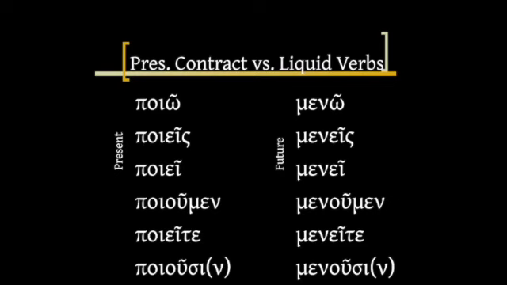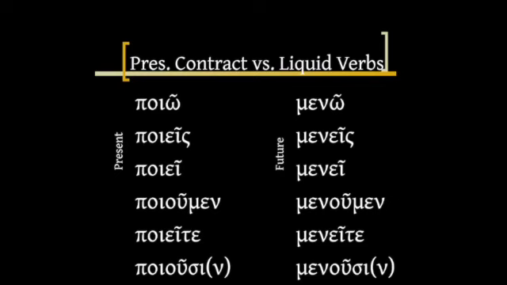And this is where you just need to recognize that with contract verbs, the contract is there because we have the vowel at the end of the stem. It's contracting with the connecting vowel. So we're going to get the contraction in the present tense. And with liquid futures, we have that epsilon sigma, the sigma dropping out, and the epsilon coming up against the connecting vowel. And so the future is going to contract.